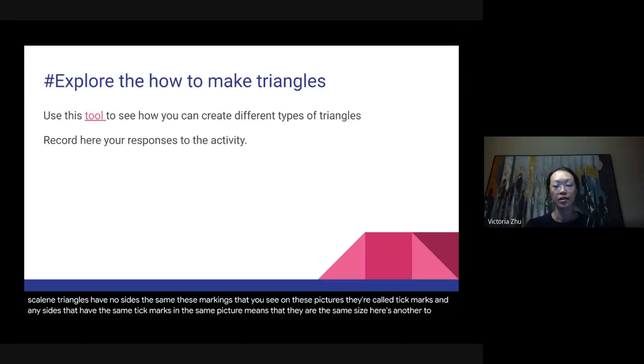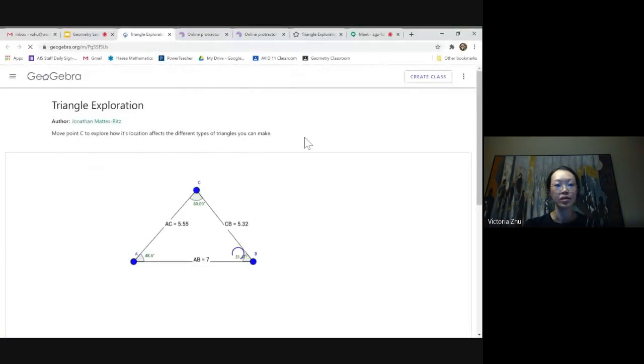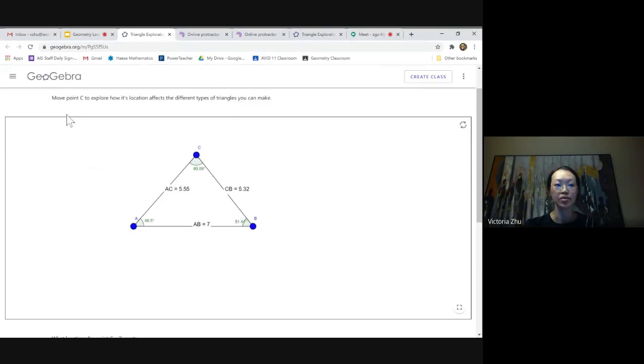Here's another tool that you can play with. This is now working with triangles. There are some questions that are in this activity. Let me take you through it. So here's the activity from GeoGebra, and there are actually some prompts in this activity. It says to move point C to explore how the different locations of this point C right here can make different triangles.